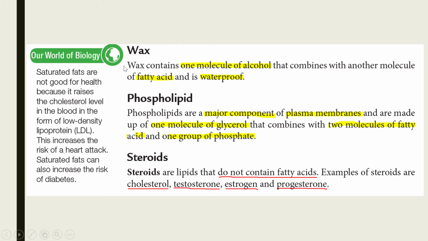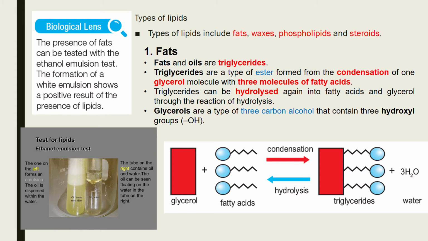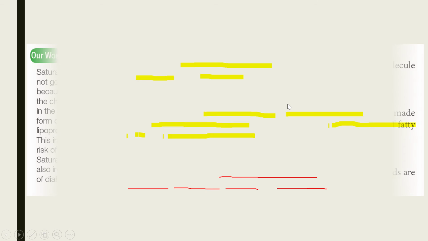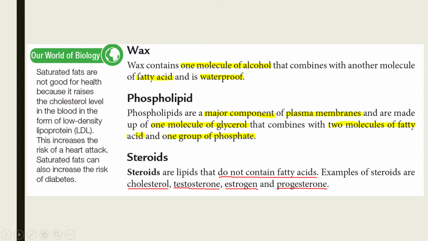Now, for the other categories, we have covered fats, the types of lipids. Subsequently, we are going to look at waxes, phospholipids, and also steroids. So let's look at wax. Wax contains one molecule of alcohol that combines with another molecule of fatty acid. By the name wax, like the one in the candle, it is waterproof.